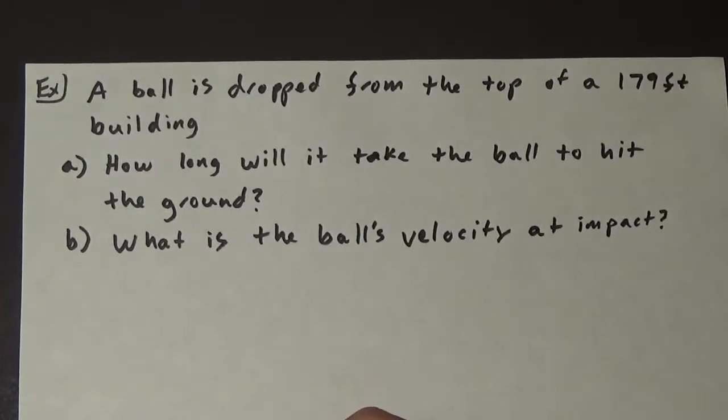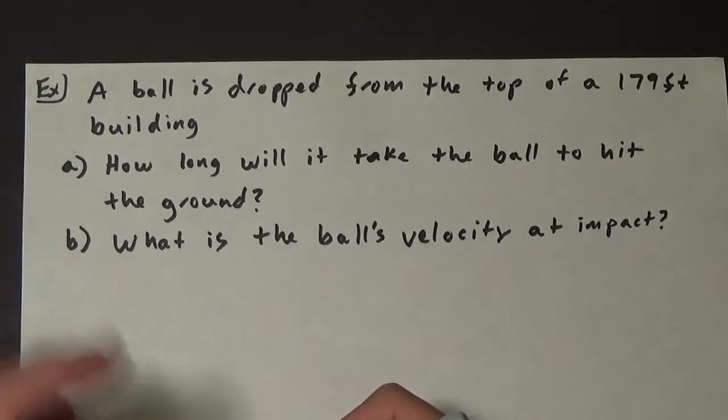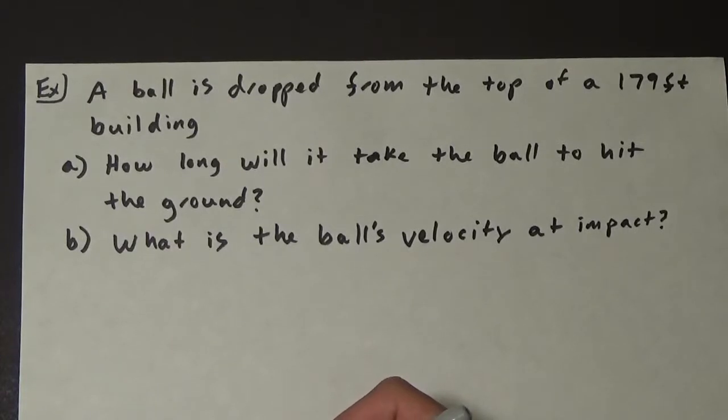In this video, we're going to look at an example of using calculus to solve a free fall problem. In this example, a ball is dropped from the top of a 179-foot building. Question A, how long will it take the ball to hit the ground? And question B, what is the ball's velocity at impact?